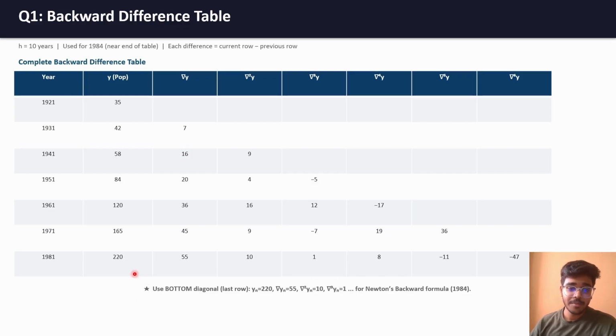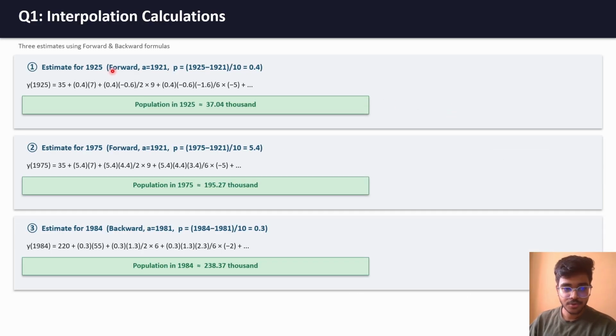These are y minus n equals 220, delta y minus n equals 55, delta squared y minus n is equal to 10, delta cubed y minus n equals 1, and so on. These are plugged into Newton's backward formula. This is why both tables are essential, one for estimating near the start of data and the other for estimating near the end. Now let us put the values that we obtain from the table into the formula to obtain the population at the given years.